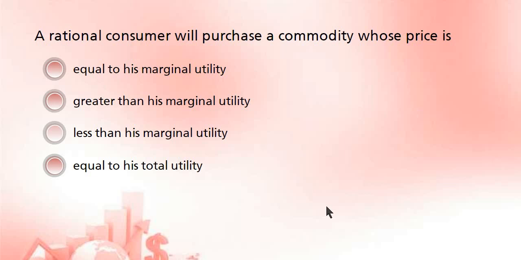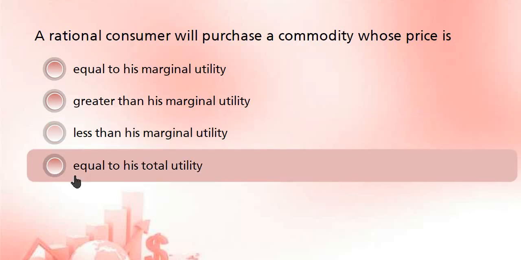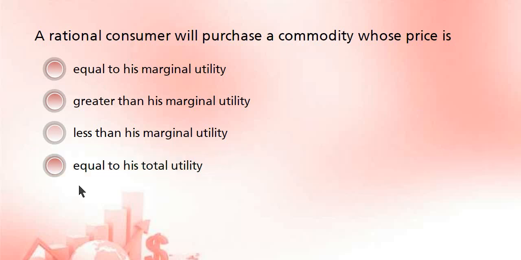Alright, question 14. A rational consumer will purchase a commodity whose price is A, equal to its marginal utility, B, greater than its marginal utility, C, less than its marginal utility, D, equal to its total utility. A consumer's satisfaction is maximized when its marginal utility equals the price of the commodity consumed. So the right answer will be equal to its marginal utility, which is A.